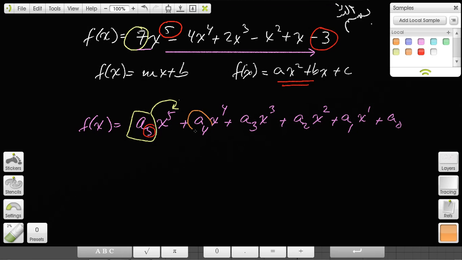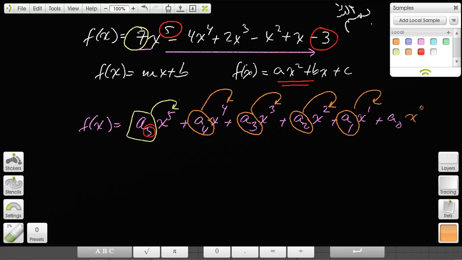So a subscript 4 means the coefficient of the fourth degree term. A subscript 3, a sub 3, is the coefficient of the third degree term. A subscript 2 means the coefficient of the second degree term, etc., until you get a sub 0, which is with x to the 0 technically, right? But it is the coefficient of this, and this is the constant term. So this is a generic form for fifth degree polynomial functions.